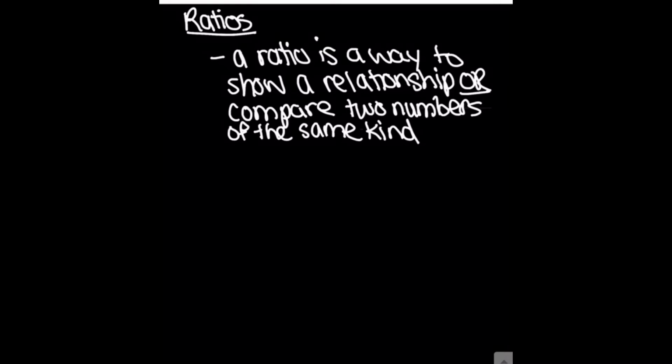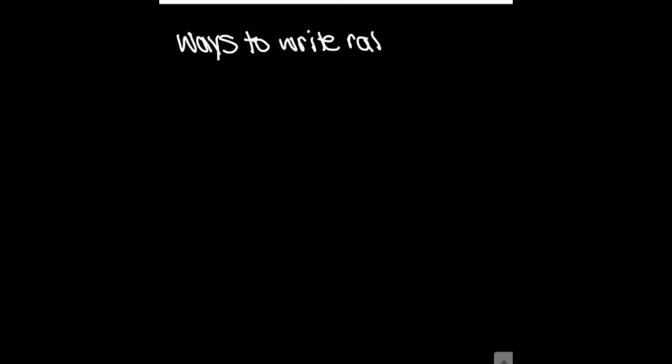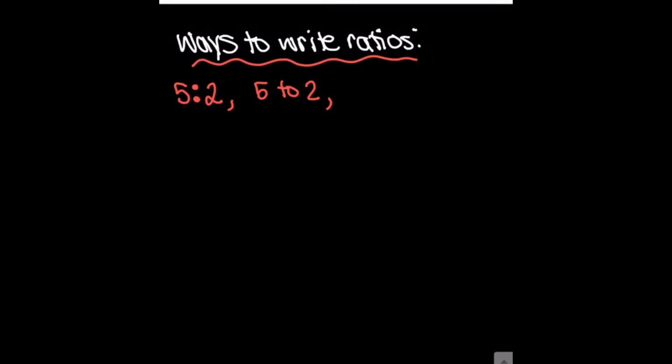Now, there are a couple of ways you can write or represent ratios. One way you can write it is using a colon. Or you could use just words and say 5 to 2. You can also use a fraction bar.